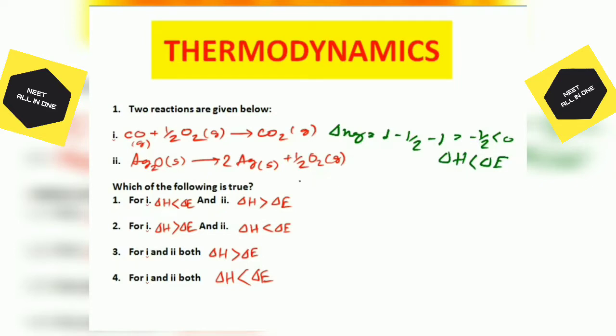Now let's see the next reaction. Here del ng will be half plus 0 minus 0. Why is it 0? Because 2 Ag is solid and Ag2O is also solid, so their moles cannot be counted, because del ng is only valid for gas. So its value is greater than 0, and here del H will be greater than del E.